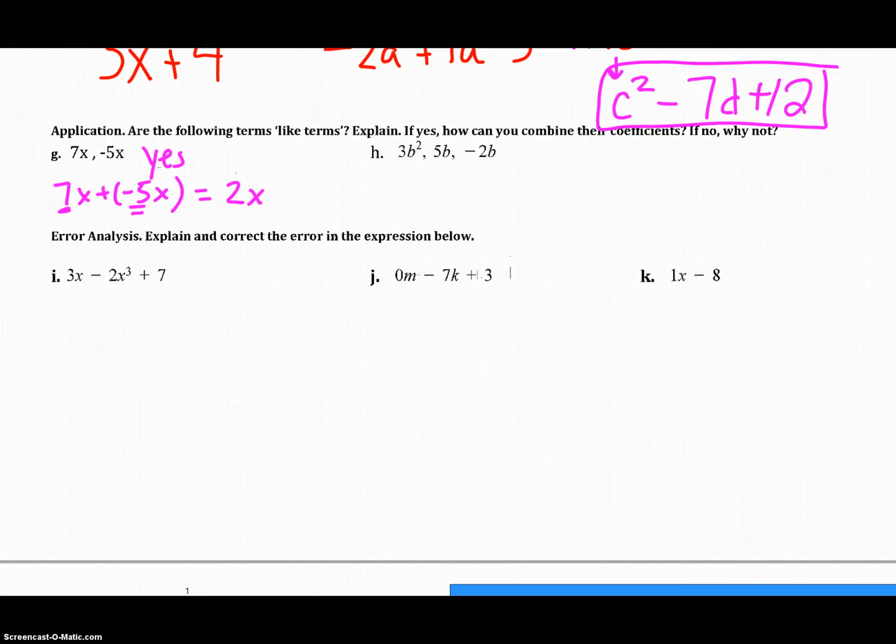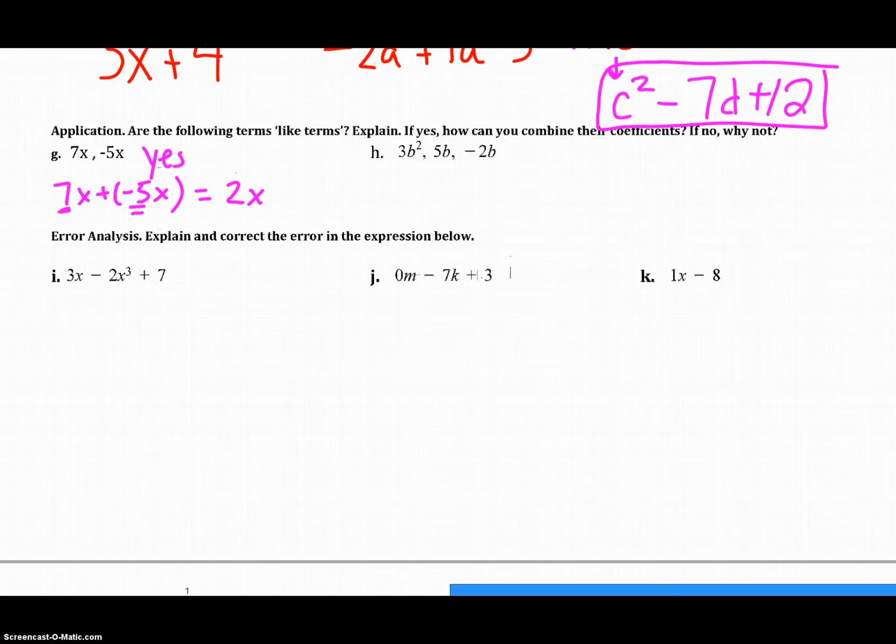So if you said yes, you're exactly right, but can you tell me why? Since the x's have the same exponent, they can be combined. I have 7 and negative 5, and if I take 5 from 7, I get an answer of 2x. I can combine those terms because they are alike.